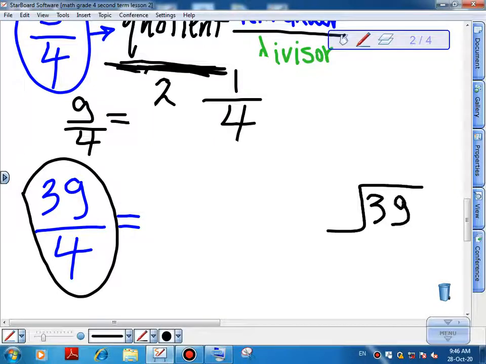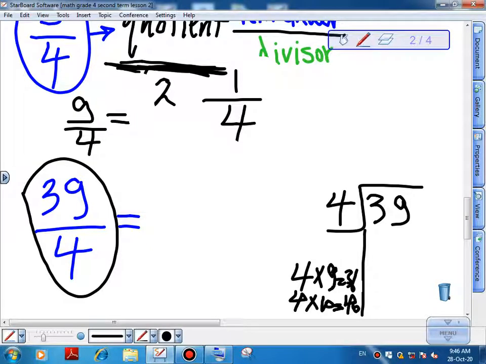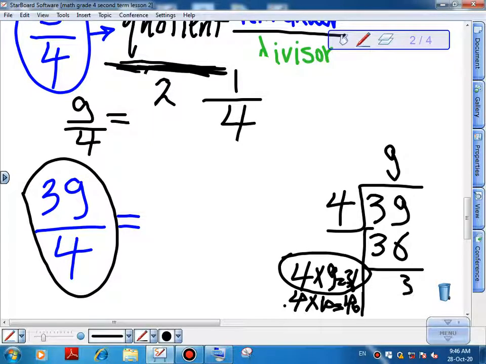39 divided by 4. We search for the nearest number that is divisible by 4. 4 times 9 equals 36. 4 times 10 equals 40. We can't take 40 because 40 is greater than 39. We take the smaller number, which is 36. We put 36 under 39 and put 9 in the quotient. Then subtract. 9 minus 6 equals 3. 3 minus 3 equals 0.